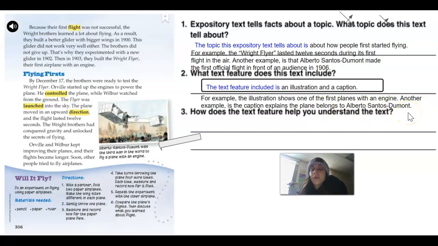Now notice, we are third graders, so we use details from the text. We didn't just say the caption gives us more information. We explained what the caption gives us more information about. How the plane belongs to Alberto Santos Dumont.